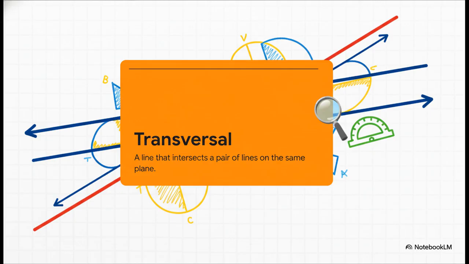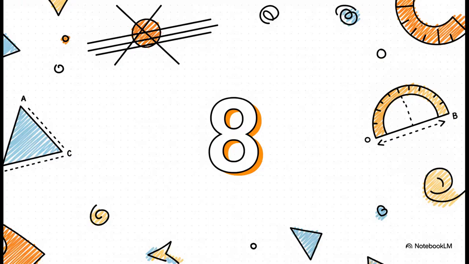It's really just a fancy name for a third line that comes in and cuts across the two lines we're trying to figure out. Think of this line as our detective. It's going to go in and find the clues for us. And check this out. That one single line slices through and suddenly, boom, we've got 8 different angles to work with. The answer we're looking for, the proof of whether those first two lines are parallel or not, is hiding somewhere in the relationships between these 8 angles.